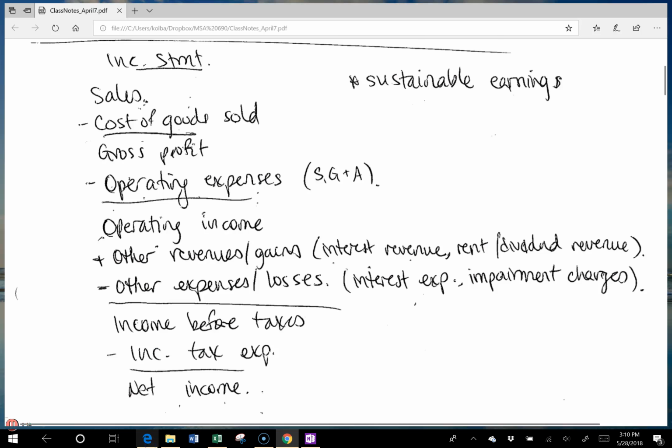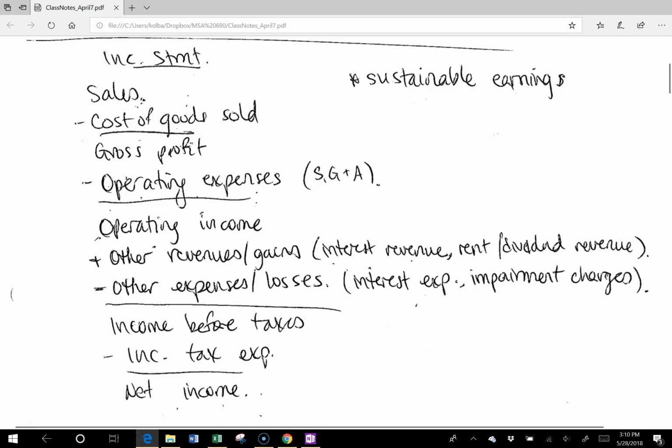As we saw earlier this semester, the multi-step income statement has a lot more information. We see some other equations here. Sales minus cost of goods sold gives us gross profit. Gross profit minus operating expenses gives us operating income. From the operating income, we add and subtract other revenues, gains, expenses, and losses to get income before taxes. We subtract out income tax expense in order to get net income. Both formats, the single step and the multi-step, report earnings per share on the income statement below net income.